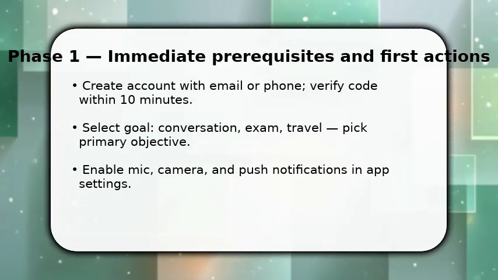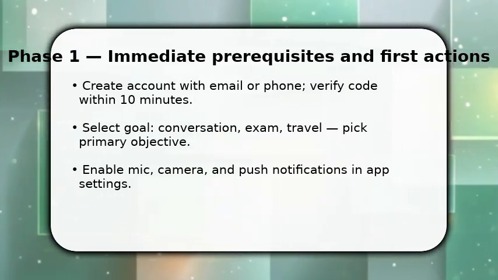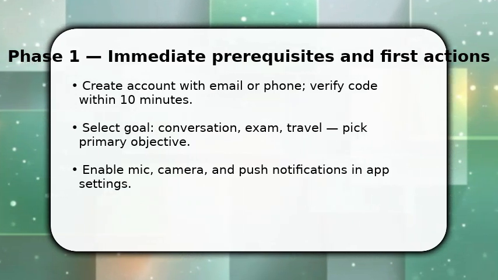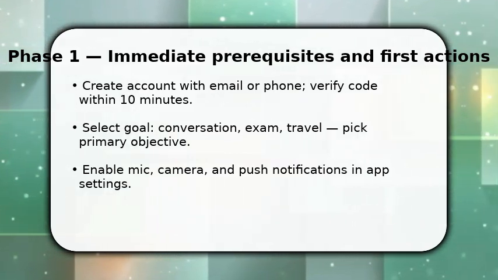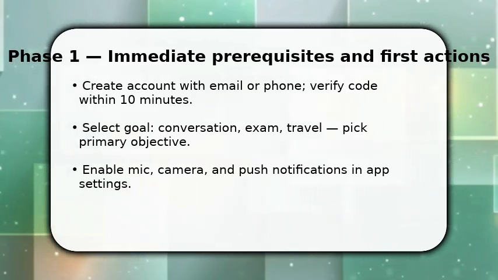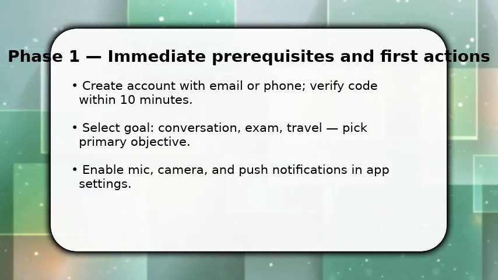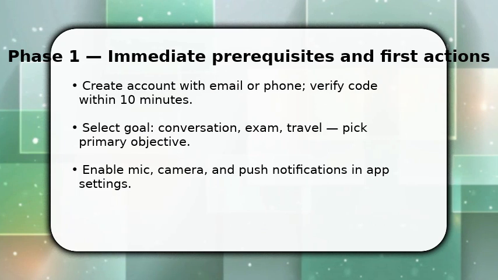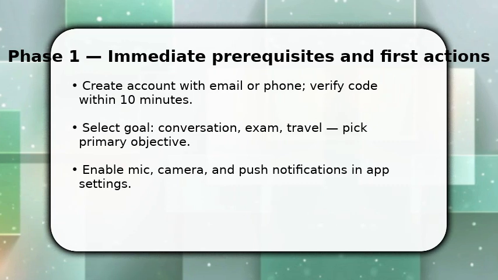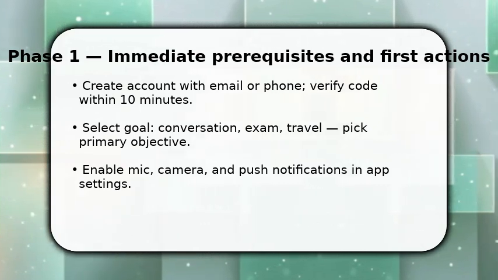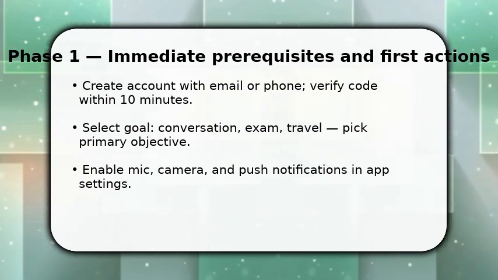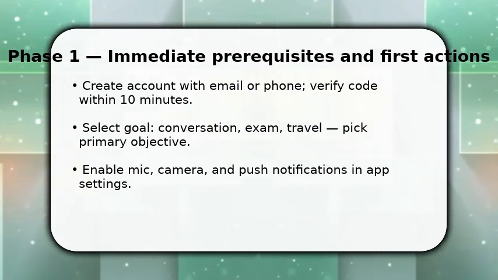You begin by confirming prerequisites: a charged device, stable Wi-Fi, and a working microphone. First, sign in using email or phone and enter the verification code. This links your device to the service. Once done, choose your primary goal, conversation practice versus exam prep, because the app customizes lessons accordingly. Make sure to enable mic, camera, and notifications so real-time feedback and live classes work. This fast start lets you dive into structured lessons without delay.